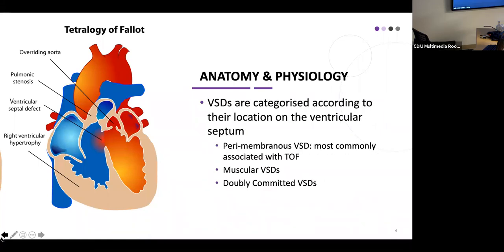So VSDs are categorized according to their location on the ventricular septum. The smaller membranous septum is located on the superior aspect, while the larger muscular septum is on the inferior aspect. When the VSD involves parts of the membranous and muscular septum, it's called a perimembranous VSD. This is the most common type associated with tetralogy of Fallot. And other VSDs that can be associated are muscular VSDs and doubly committed VSDs, which is located near both pulmonary and aortic valves.